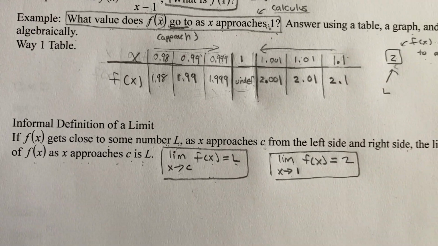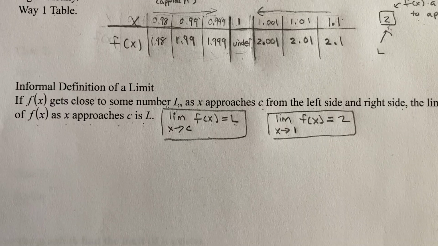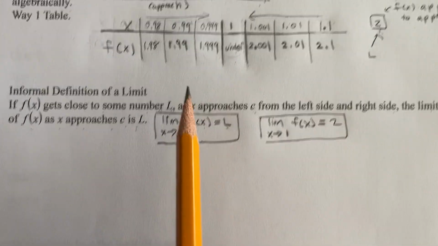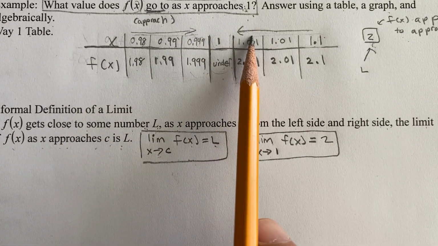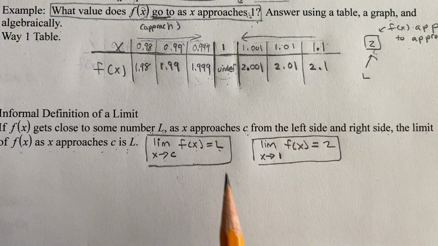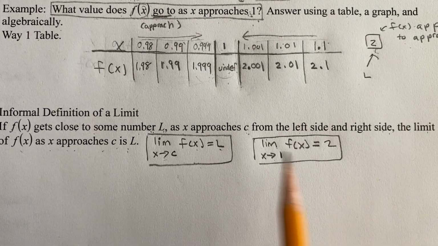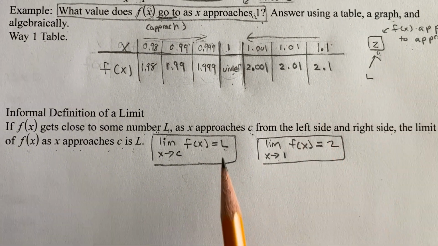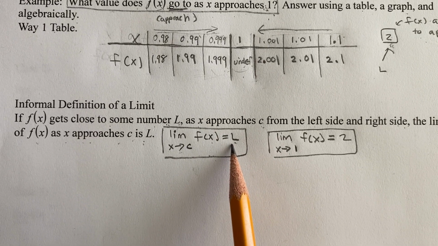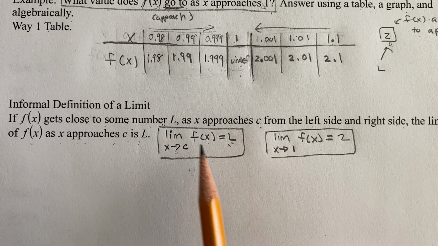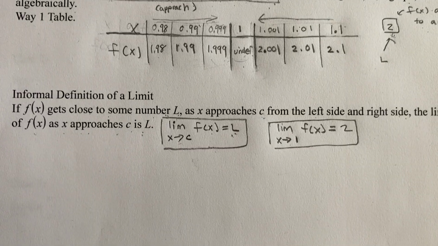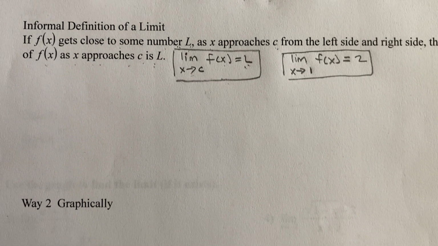So there's our informal definition of a limit. Remember, you have to approach x from the left side and the right side, and you're trying to see what your y value is getting close to. In that case, our y value is 2, and that's the answer to calculating a particular limit. All right, now how do we do the same problem graphically?